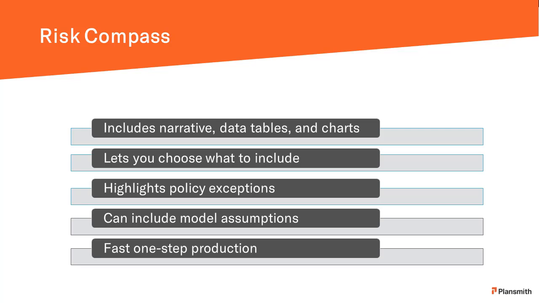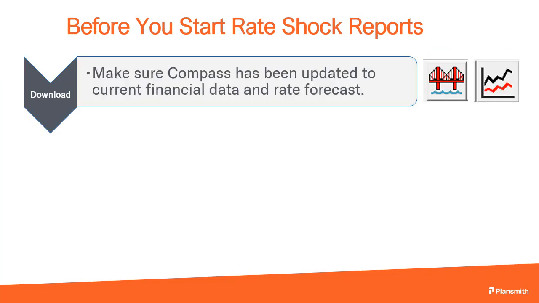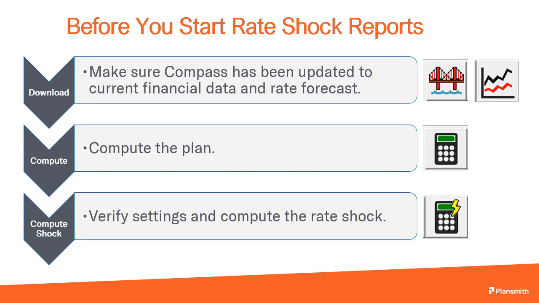Here's exactly how it works. Before you produce Risk Compass, take a few minutes to be sure your Compass plan is ready. Verify that you've loaded your institution's latest financial information and the rate forecast update for the most recent month. Compute the plan and ensure that the database is balanced and updated. Then check to see if any changes are needed in the rate shock calculation settings before clicking the Compute button to recalculate all of the shock scenarios.